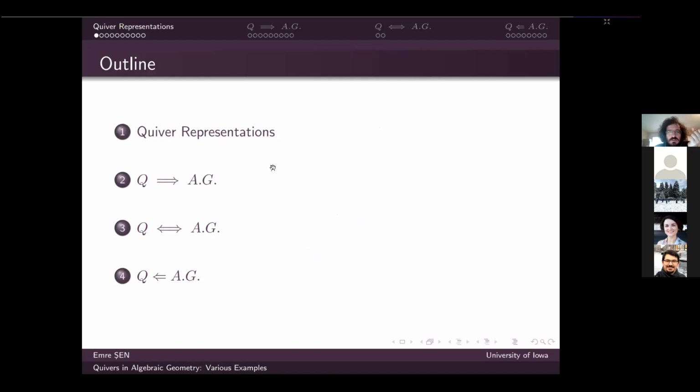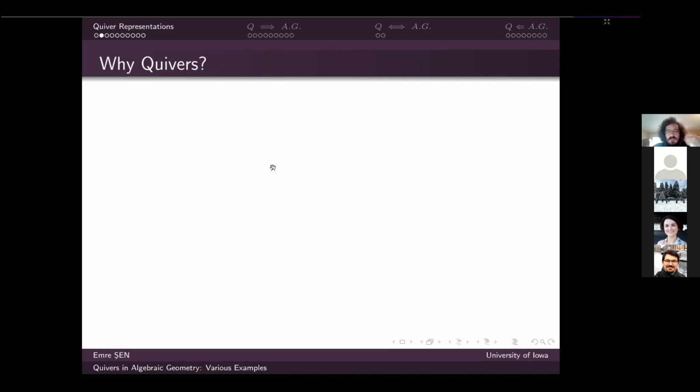And what is the structure? First, I will describe quiver representations. Then we can use these quivers to solve or understand some geometry problems. This is one side. Or there might be equivalences of categories, some quiver side and some geometry side. This is possible. And then another interesting part, we can take notions of algebraic geometry and apply them to quivers. So basically, we generalize things.